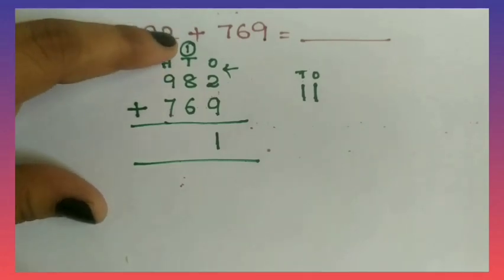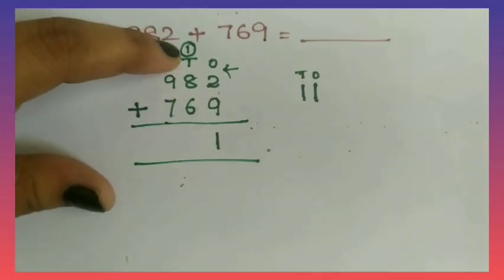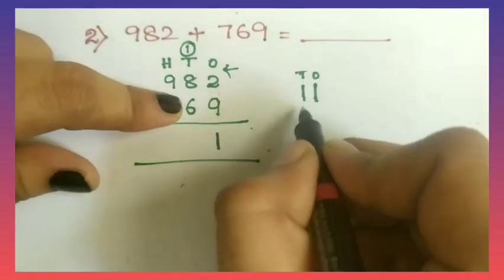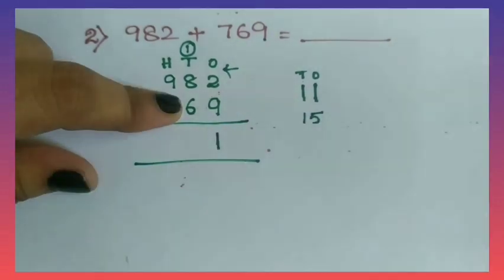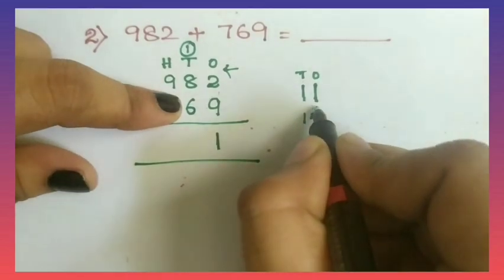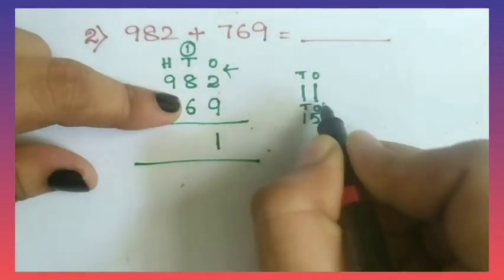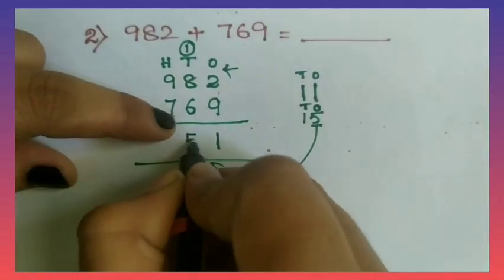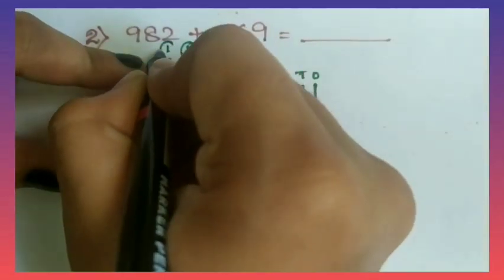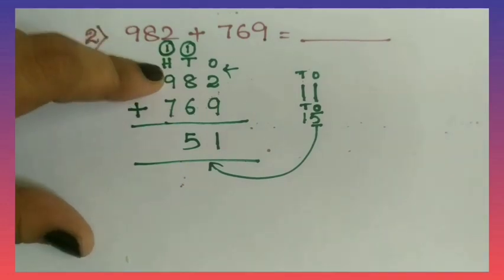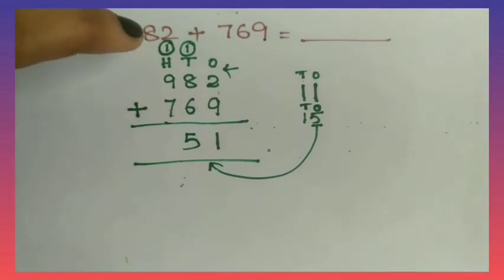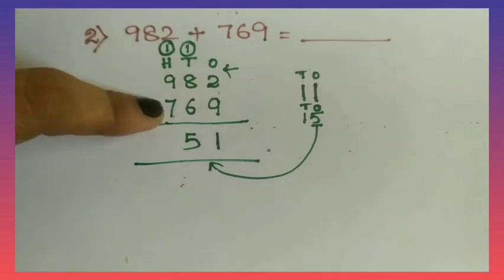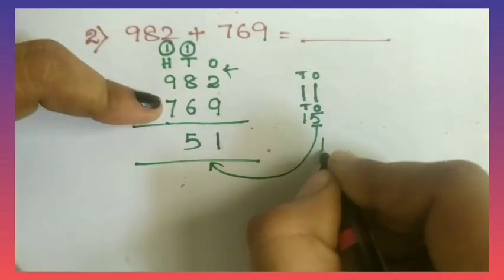Okay. Now add these tens. 1 plus 8 is 9. 9 plus 6 is 15. Since 15 is also a 2-digit number, it has ones and tens. We have to write the ones place here and the tens place is taken as a carry to the hundreds place. Now add the hundreds place. 1 plus 9 plus 7. 1 plus 9 is 10. 10 plus 7 is 17.